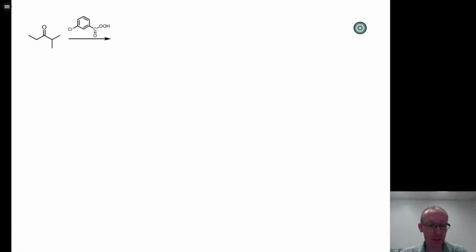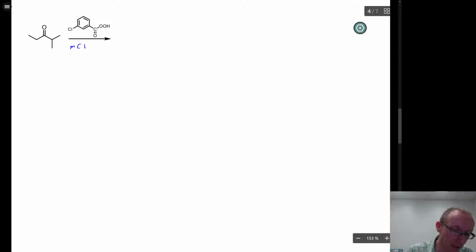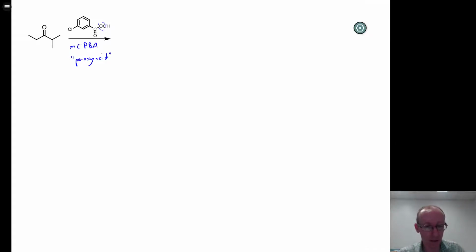Okay, so this question is taking a ketone and reacting with this molecule here. This is a very common reagent called MCPBA, and it's a peroxy or per acid. And you can see that because we've got two oxygens bonded together there. So that's a peroxy group.